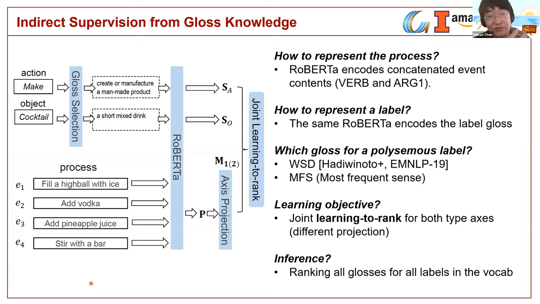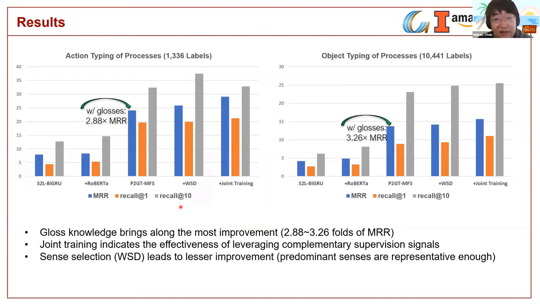And the learning objective conducts learning to rank, which is performed on both action and object type axes. The inference phase will rank the glosses of all labels in the corresponding type axis. The results here show promising performance, which leads to a 3.4 to 4-fold MRR improvement over the RoBERTa-based sequence label generator, which is actually similar to Event2Mind.